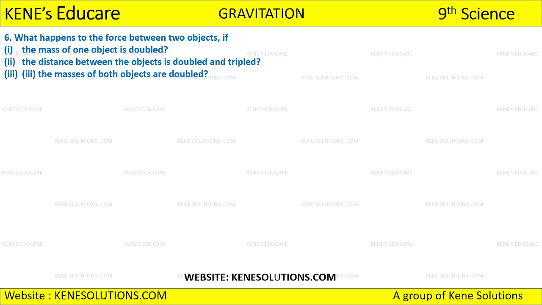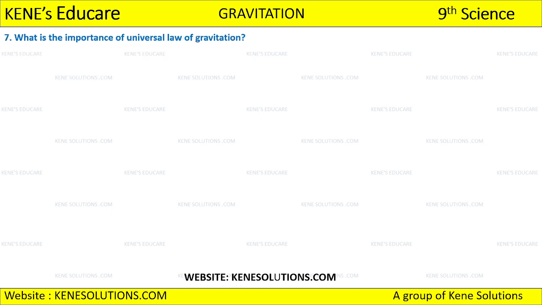Okay. Then the third question that we have is, the masses of both objects are doubled. We know that force F is directly proportional to the product of their masses, right? So if both the masses are doubled, then the gravitational force of attraction becomes 4 times the original value. If the mass is doubled for one object, the force doubles 2 times. If it is doubled for both objects, it becomes 4 times. Getting it?